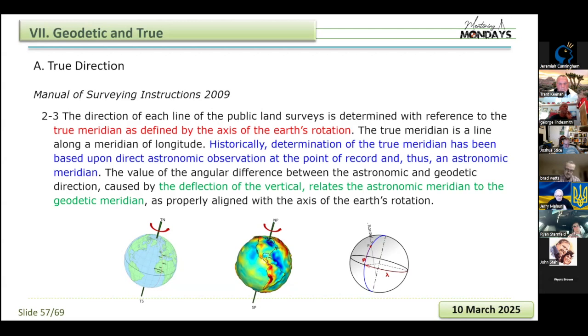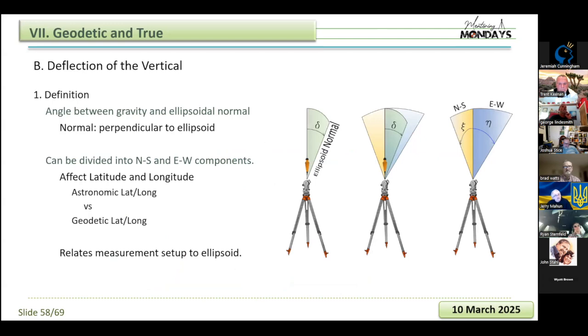So what they're saying is you actually would have to correct for the components of the deflection of the vertical to convert a geodetic meridian to a true meridian. Hot damn. Well, how will you do that? I'm trying to come up with a diagram to let you visualize what's going on here.